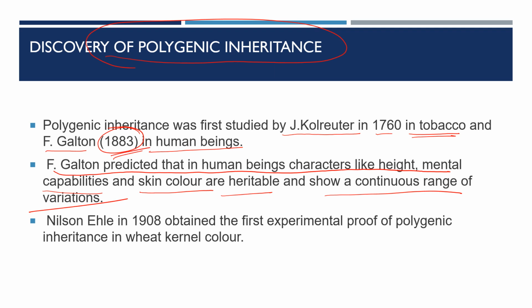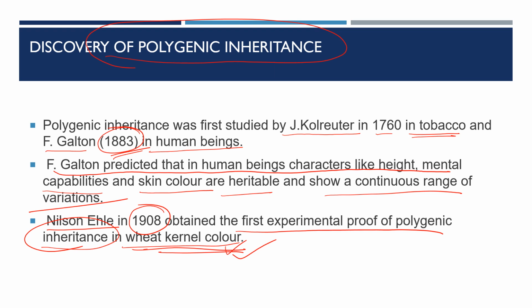So long back. But Nilsson-Ehle in 1908 obtained the first experimental proof of polygenic inheritance in the wheat kernel color. So these all we are going to study in detail. If we are not able to continue today, we will be studying in the next class. So stay tuned throughout the end. Let us see what else we can complete in today's episode. So wheat kernel color was the first experiment of polygenic inheritance.